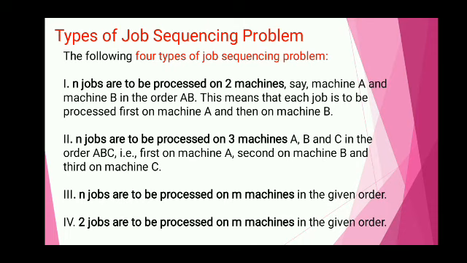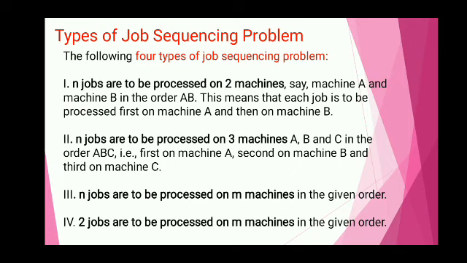Types of job sequencing problem. What are the usual job sequencing problems? There are several types of job sequencing problems that arise in the world. All sequencing problems cannot be solved. We consider 4 types of job sequencing problem.